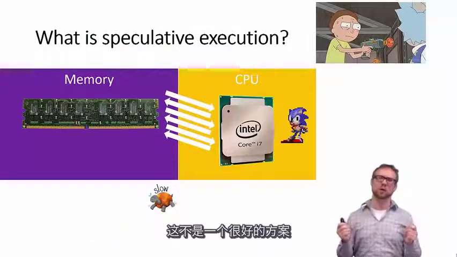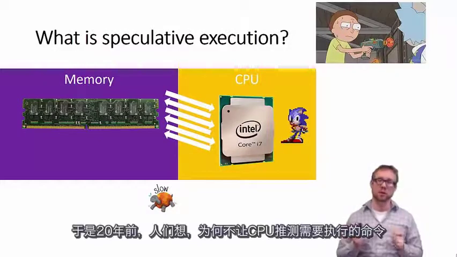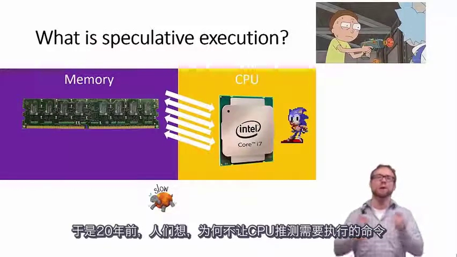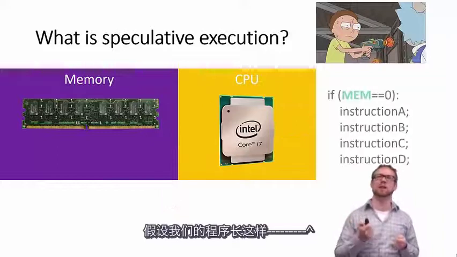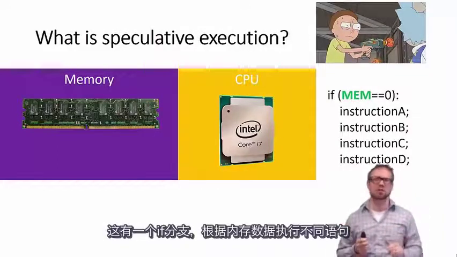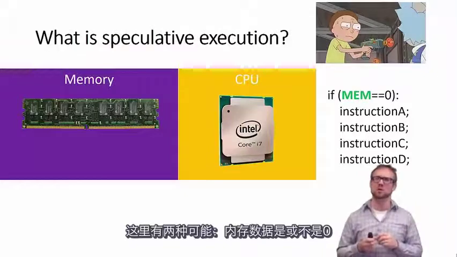Now that's an absurd way of having a CPU go about its business. So 20 years ago, what people came up with was, well, what if we just make our CPUs do speculative execution? What I mean by that is, suppose your program looks something like this. There's a branch, an if statement that depends on memory in some way. And there's really only two options. Either whatever you're going to get from memory is going to be 0 in this case, or it's not.